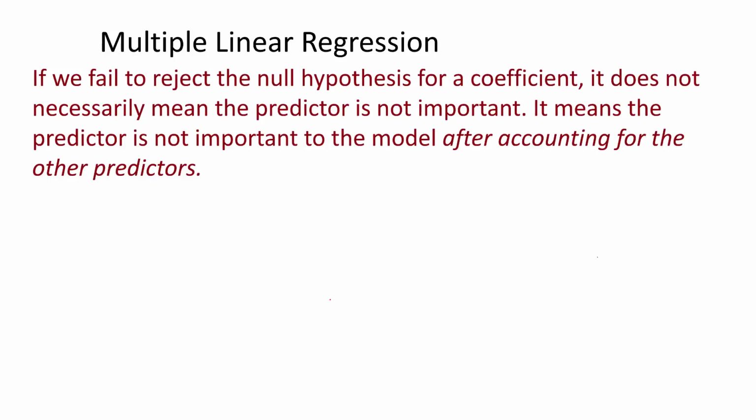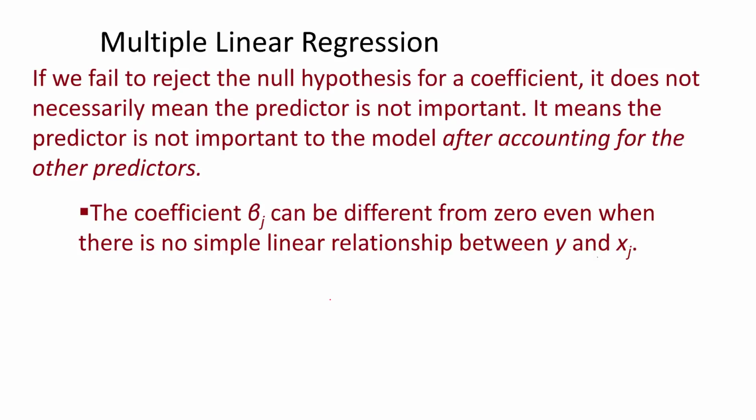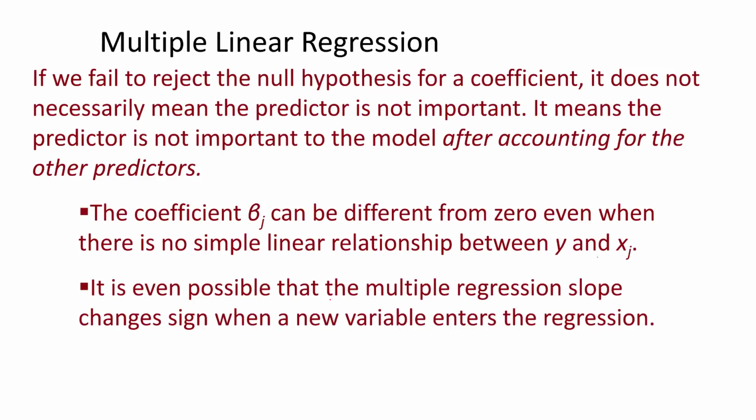If we fail to reject the null hypothesis for a coefficient, it doesn't necessarily mean the predictor's not important. Remember, it only means the predictor's not important to the model after accounting for the other predictors. So the coefficient beta j can be different from 0 even when there's no simple linear relationship between y and xj. And it's even possible that the multiple regression slope changes sign when a new variable enters the regression, the same way we saw what happened when we had living area and bedrooms. Bedrooms went negative.